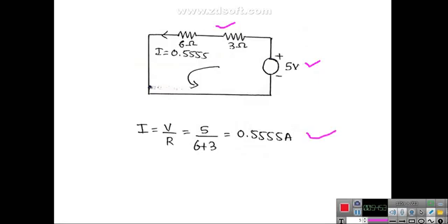But in the given network the direction of the current is given in this direction, so that indicates the current through the 6 ohm resistance will be opposite to the direction I have given in the given network.